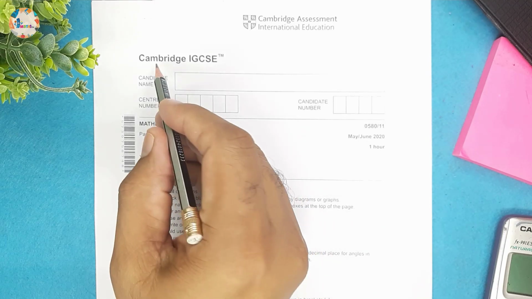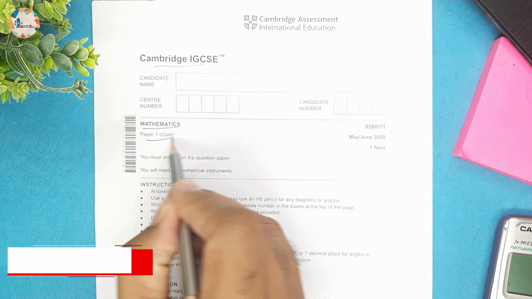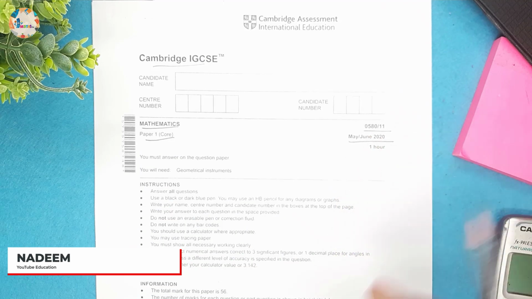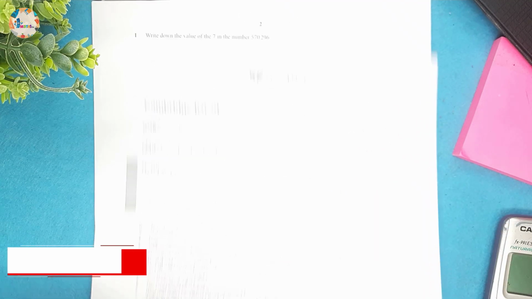Today we'll be going through Cambridge IGCSE Mathematics Paper 1 Core 0580/11 May-June 2020.